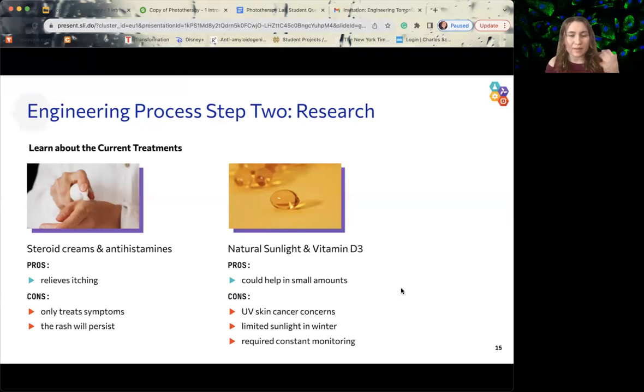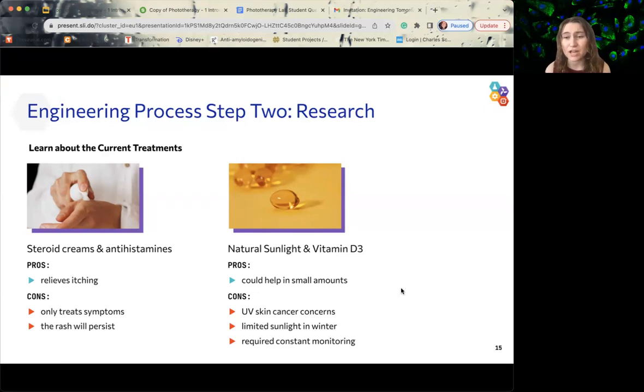Also, when it comes to natural sunlight, you have to utilize limited sunlight in the winter, so you don't necessarily have access to as much sunlight, especially depending on what area in the United States you live in, or even in the world. And in some cases, vitamin D3 requires constant monitoring, because sometimes taking vitamin D3 in large amounts can be a big problem.